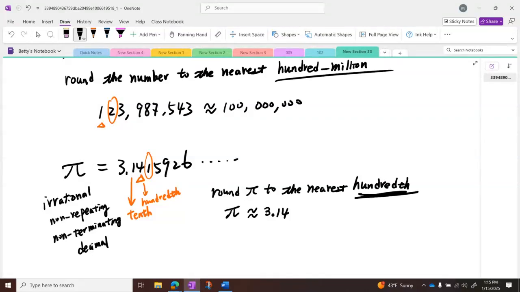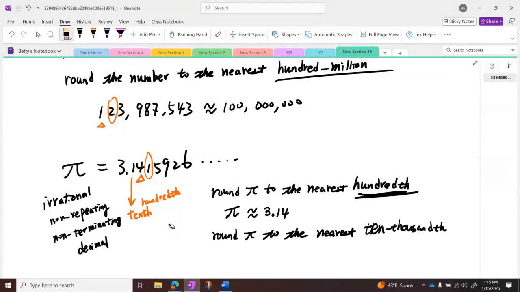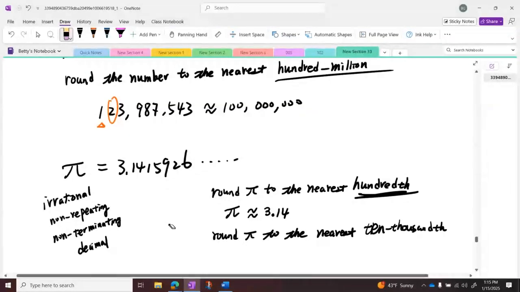What if I want you to help me to round pi to the nearest 10,000th? How many decimal places should we keep? And you can type your final answer. What do you have?